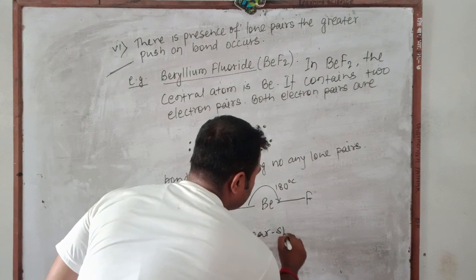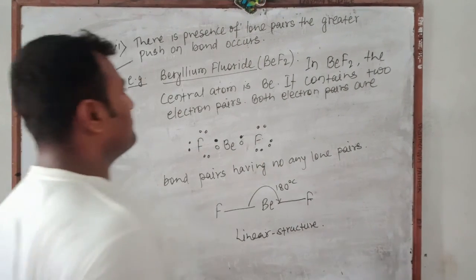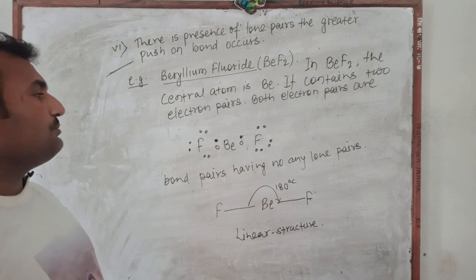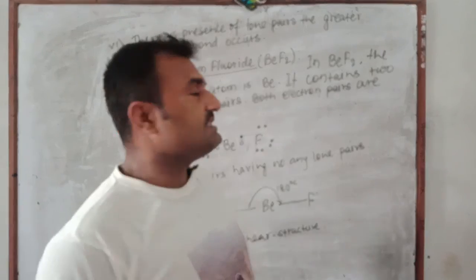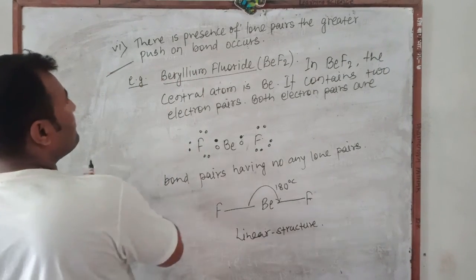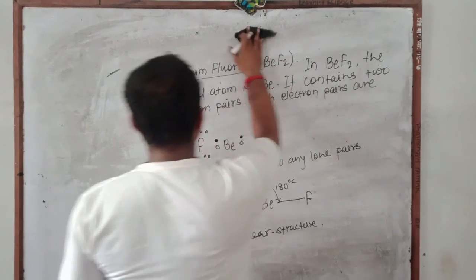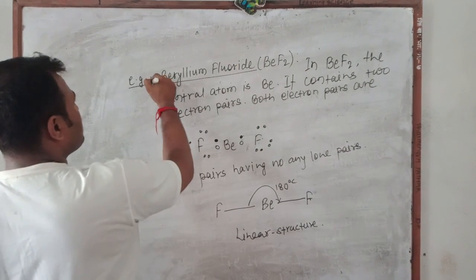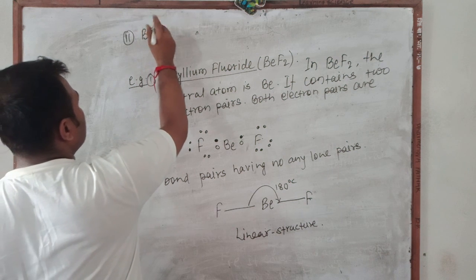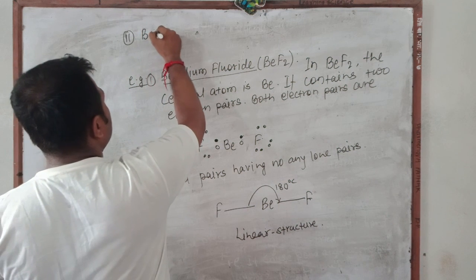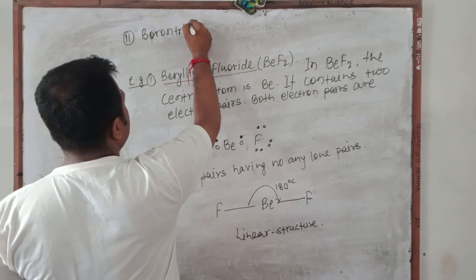Linear structure is found in beryllium fluoride. Why is it so? Because only bond pairs are present, absence of lone pair, it has linear structure. Similarly, we describe the next molecule, boron trifluoride.